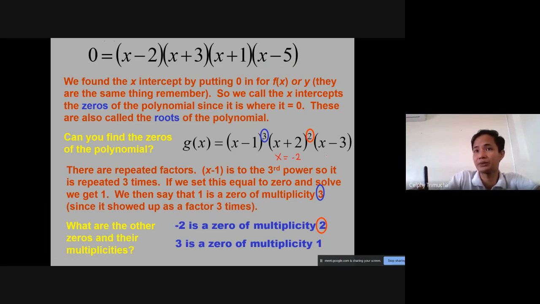Next, we equate this to 0. We have x = 3. So we have a zero of the polynomial which is equal to 3. 3 is a zero of the polynomial of multiplicity 1, because the exponent is only 1.